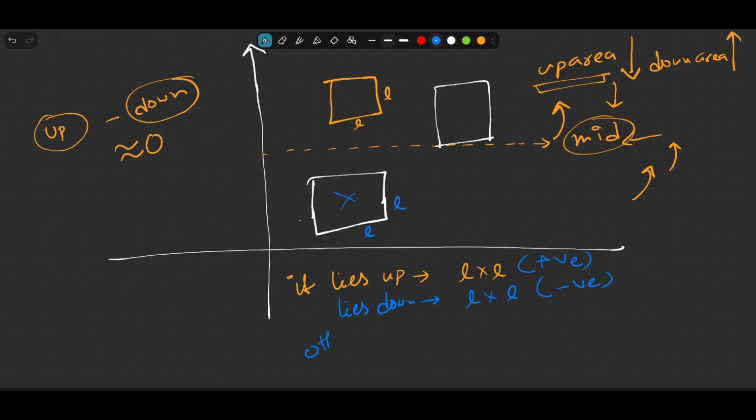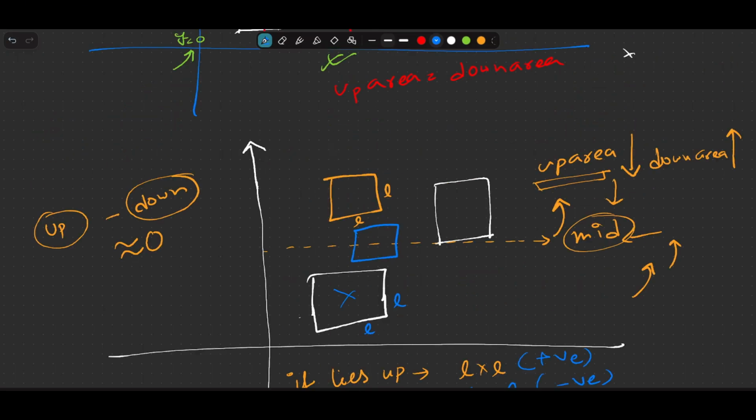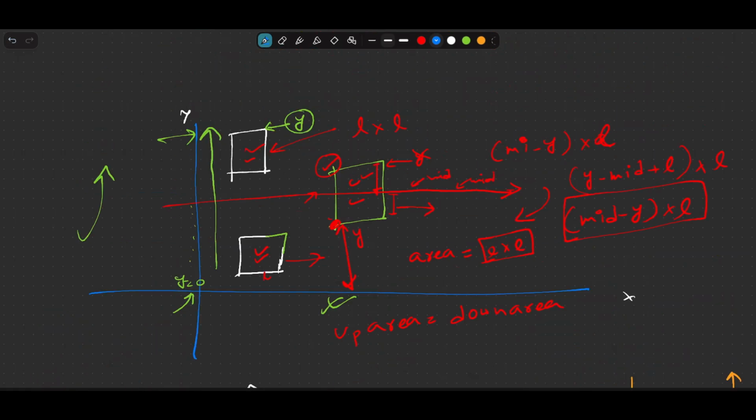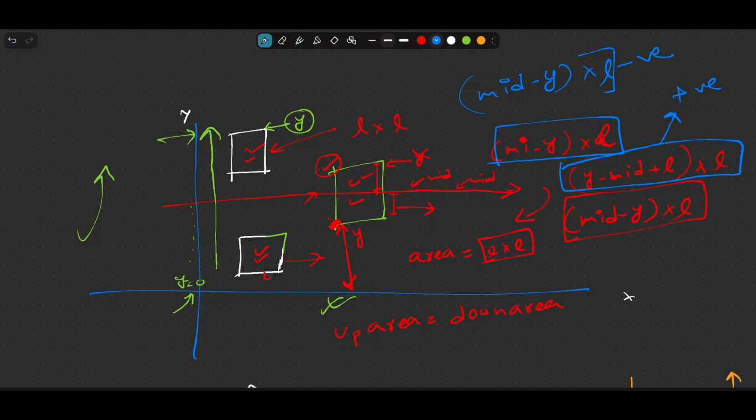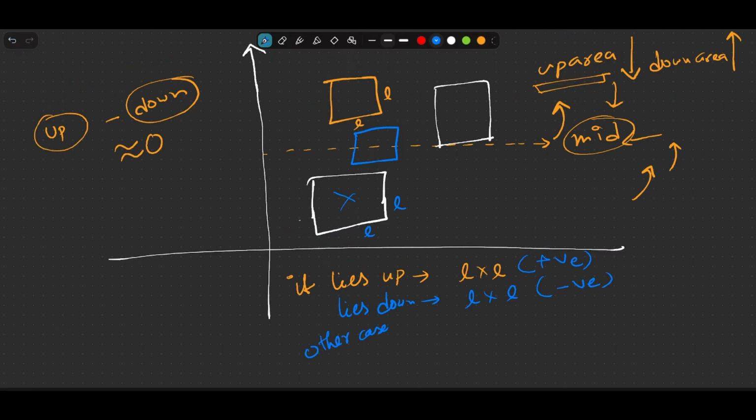And the other case, what is the other case? The other case is basically the thing that we already saw above. In the down case, we got this as the formula, mid minus y into L, and in the up case we got this formula, right? So this formula will be positive, this formula will be negative. We already saw that. If you have any doubt, you can rewatch this section. Let me again tell you this to be more clear, right?